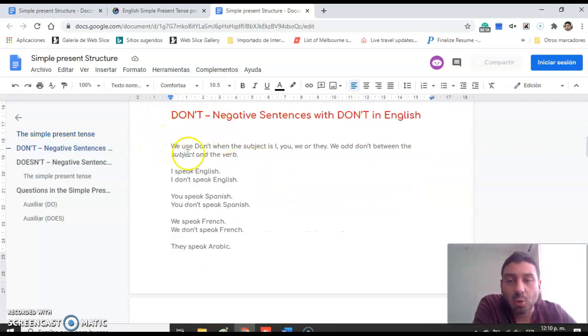So let's have a look at one at a time. We use don't. Let's begin with don't. We use don't when the subject is I, you, we, or they. And we add the auxiliary don't between the subject and the verb. For example, I speak English, affirmation. I don't speak English. That's the negation. I don't speak English. So in the middle of the subject and the main action.